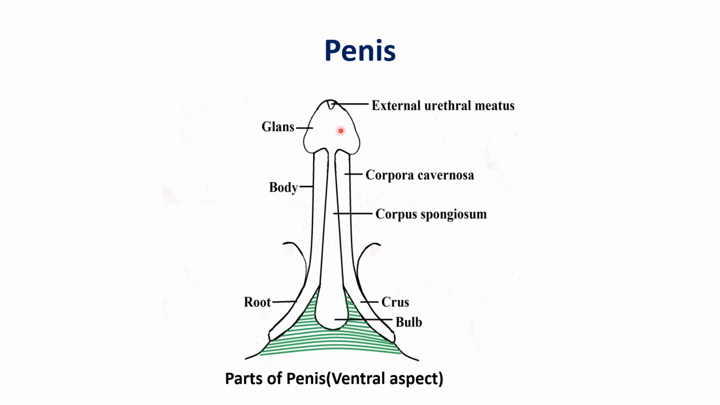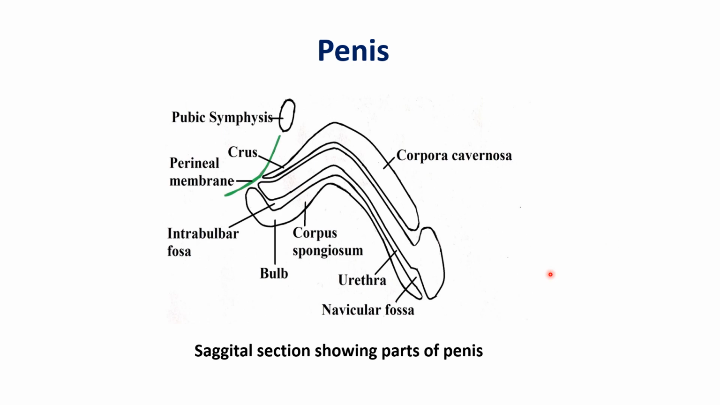Then this portion is called the glans of the body of penis, which is the conical terminal part of the body of penis, and here we can see the opening of the external urethral meatus. Now this is a sagittal section showing parts of penis. Here we can see the different structures. We can see the urethra as it is passing. This is the intrabulbar fossa and the urethra is coming here to open on the exterior aspect. Another dilatation here is called the navicular fossa.